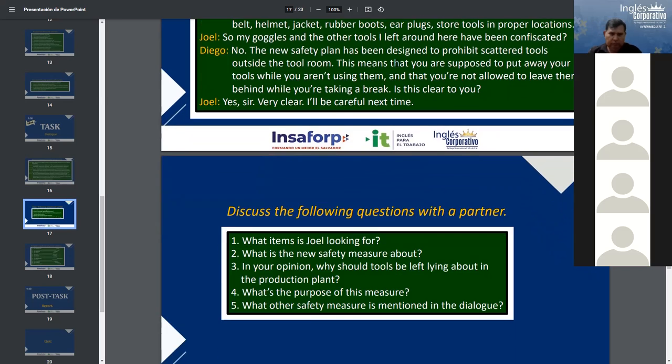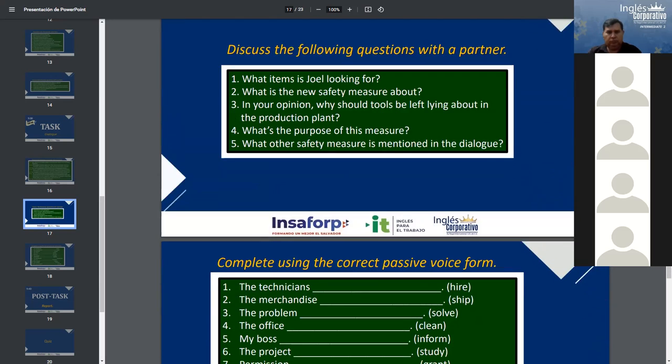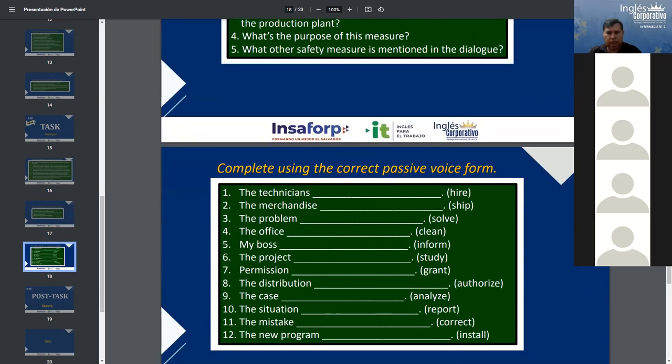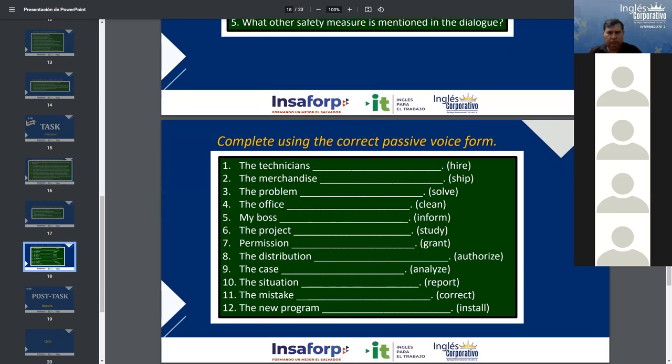No, I think that's all. Okay, we continue with the complete using the correct passive voice form. The technician had been hired. The next one. The mechanics have been.